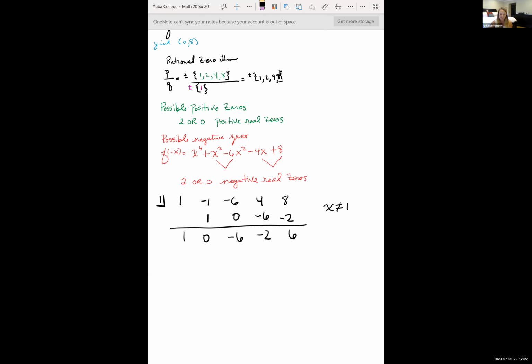So it's not going to cross the x-axis there. If it was an upper bound, because this is a positive number, these would all have to be positive or 0, and they're not. So let's look at the next number in our list. So let's try 2.